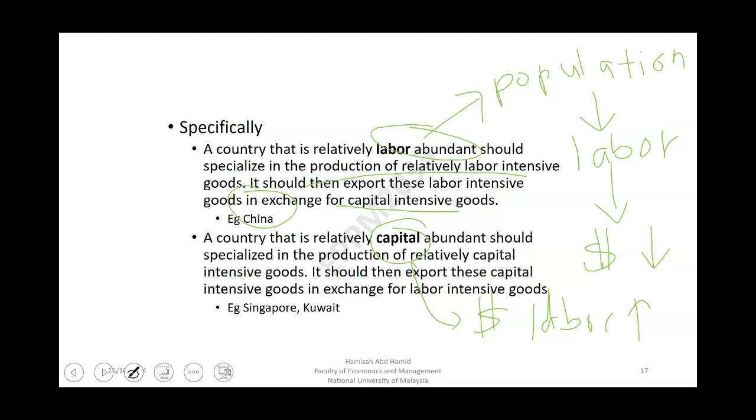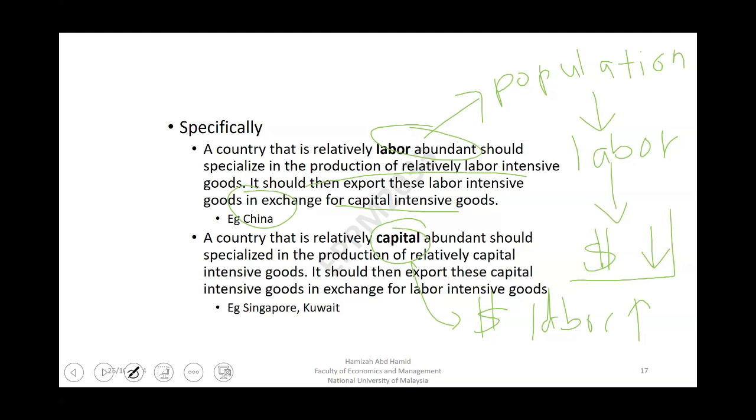China, for example, is a labor abundant country. They are specializing in production of relatively labor intensive goods, manufacturing goods. A lot of manufactured items are being traded from China because it's just so cheap. Why is it cheap? One of the reasons is because the labor cost is just so cheap.